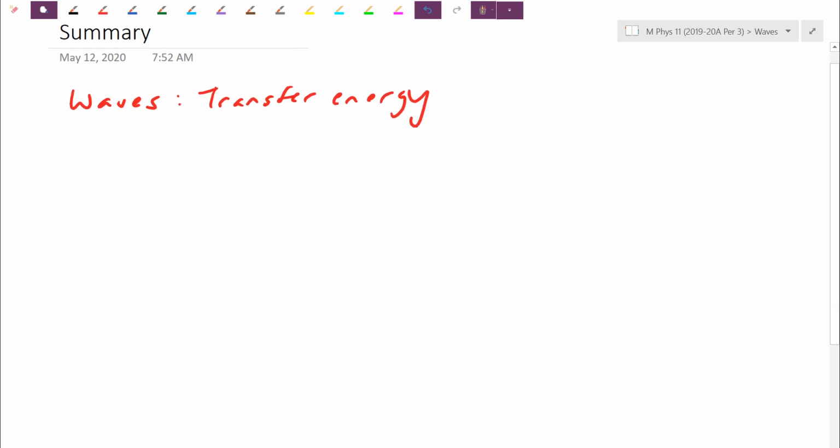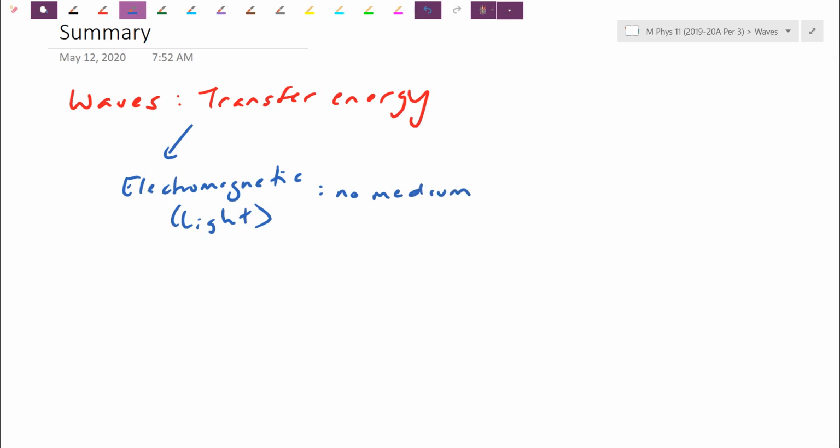We started qualifying those waves here as different types. So your waves here can either be electromagnetic waves. Really, the only example that we had there was light. For electromagnetic waves, these ones don't require a medium, so I'm just going to say they don't need a medium. They can actually travel through the nothingness of space.